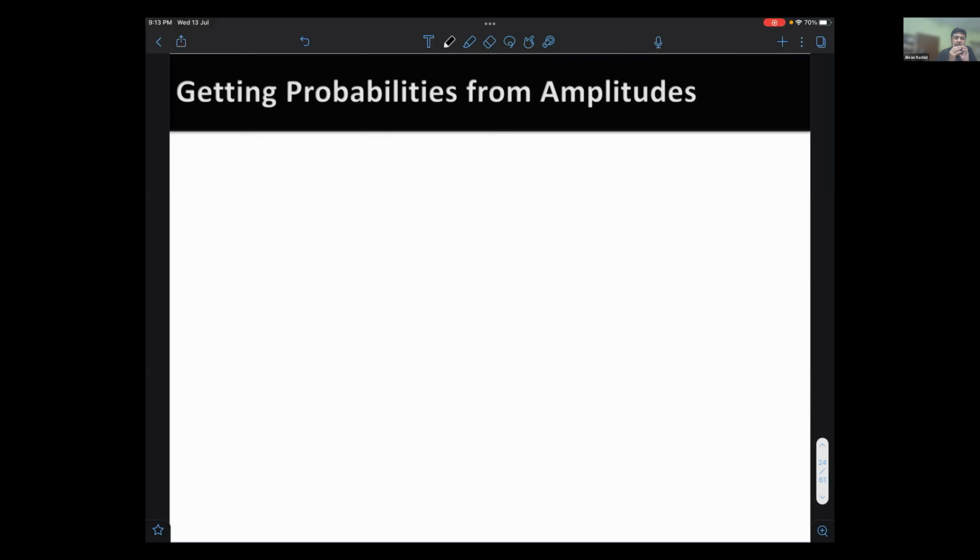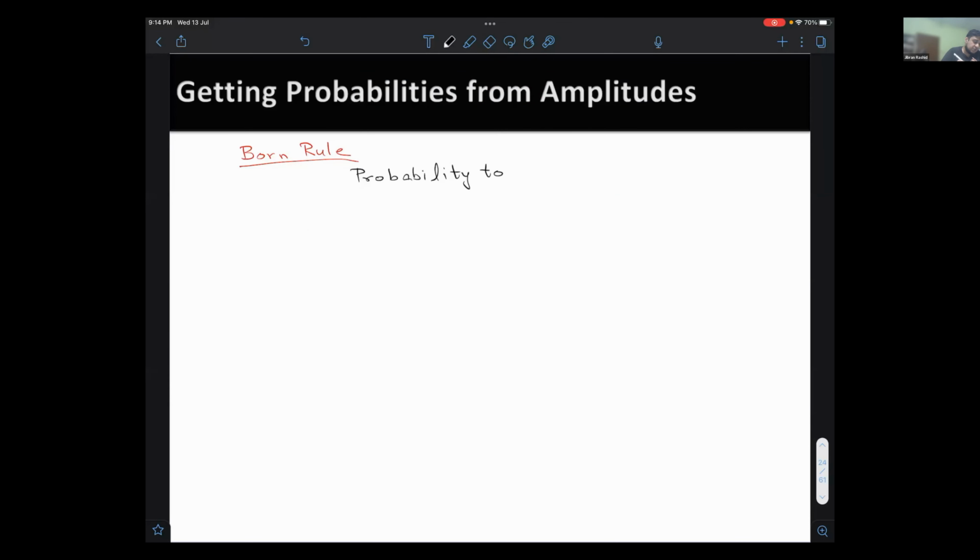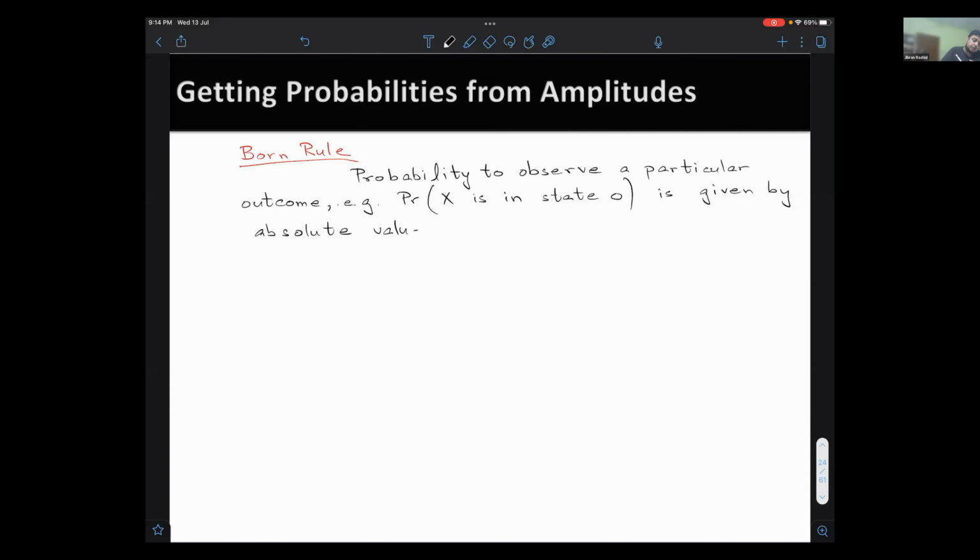For the moment, let's just see how from these amplitudes we get to something that's already more familiar, i.e. probabilities. And for that, we've got something known as the Born rule. That's the second thing that we take as a given from our toolbox of quantum physics. It says that the probability to observe a particular outcome, for example the probability that X is in state 0, is given by the absolute value square of the amplitude. So that's the key segment.